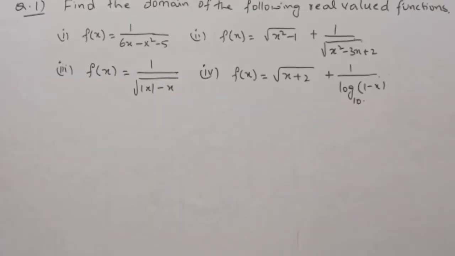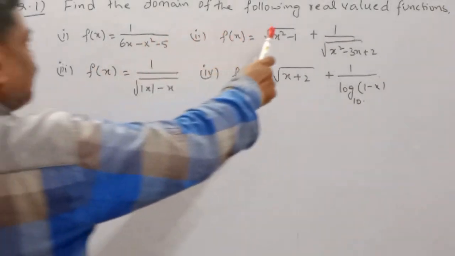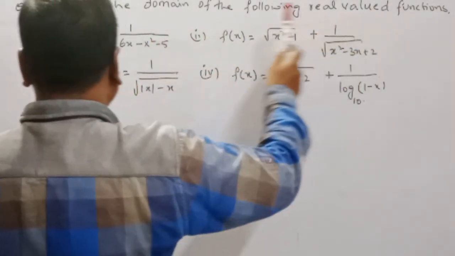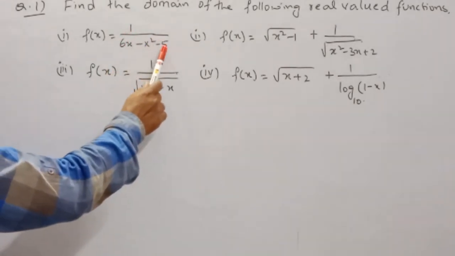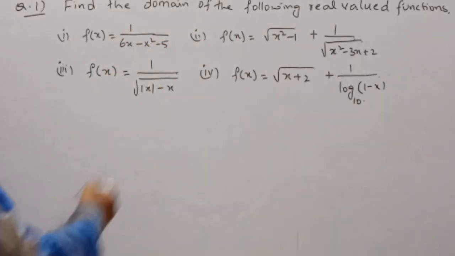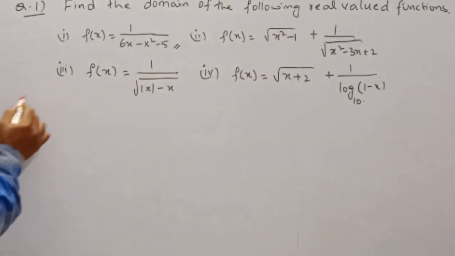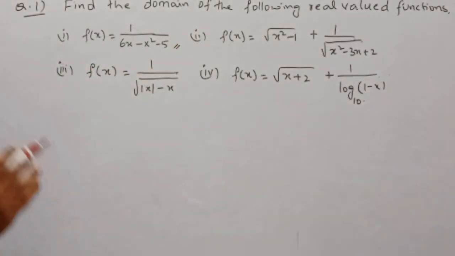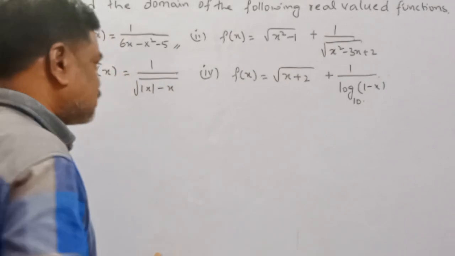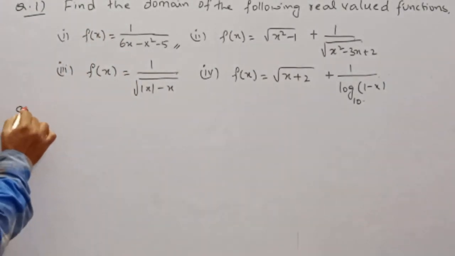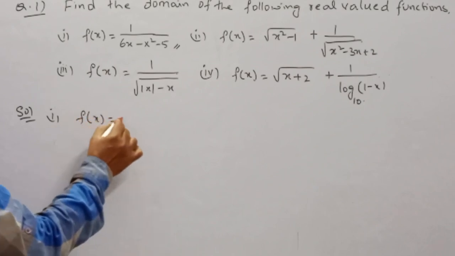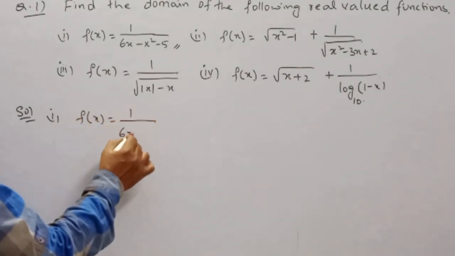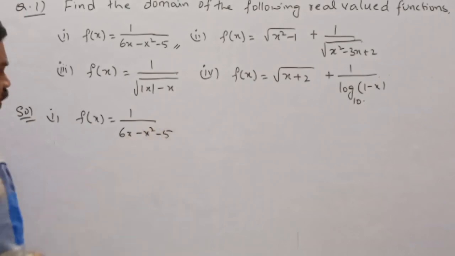Here we have the problem from functions for IPE. Find the domain of the following real valued functions. f of x is equal to 1 by 6x minus x square minus 5. First problem. Here we have to find the domain of the given functions.